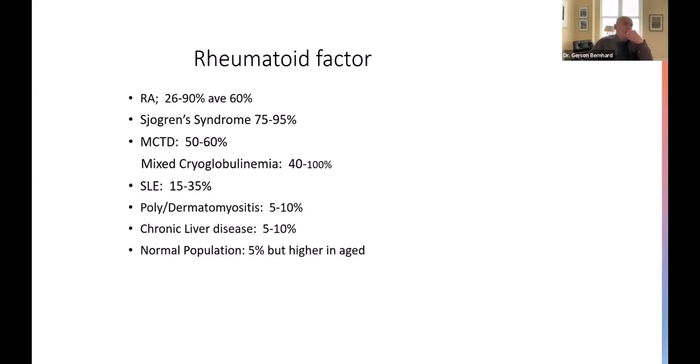Let's go back to that rheumatoid factor. As I said, on average, 60 or so percent of rheumatoid arthritis patients will be positive. But look, Sjogren's syndrome, high percentage positivity, mixed connective tissue disease, mixed cryoglobulinemia, even in SLE, a modest number of patients, with poly or dermatomyositis, in chronic liver disease, and even in the aged normal population, we see a modest percentage of positive rheumatoid factor. Next slide.